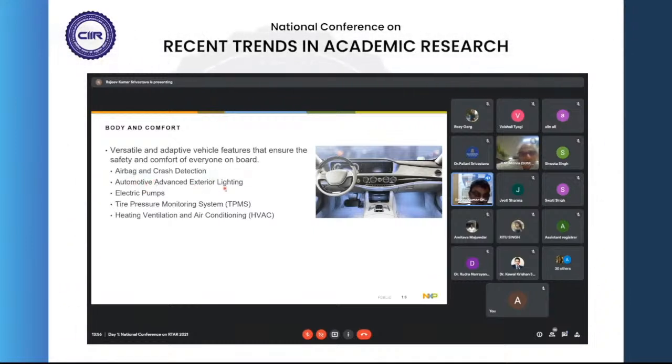Then you have a lot of things on the lighting part. Then you have electric pumps. This is mostly for pumping the fuel like petrol and diesel. Tire pressure monitoring. So now in these, you can see that you can have the pressure of your car tires available on your dashboard, heating, ventilation, and air conditioning.